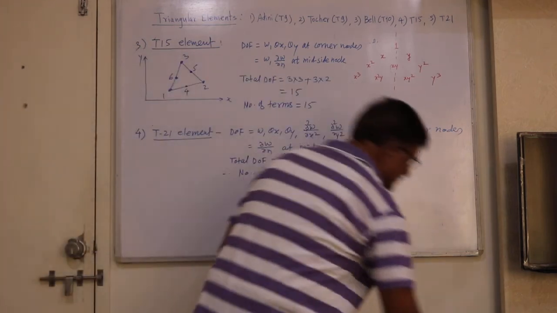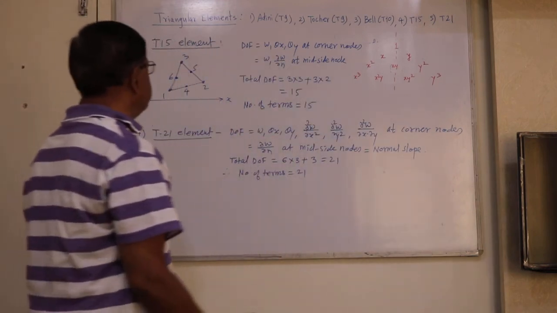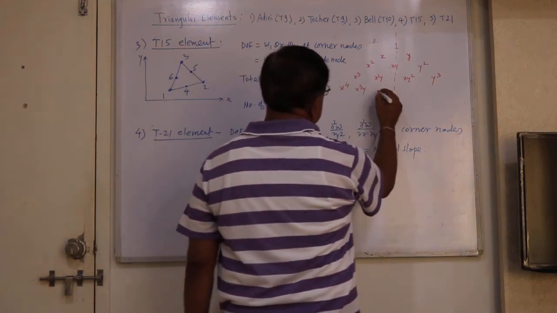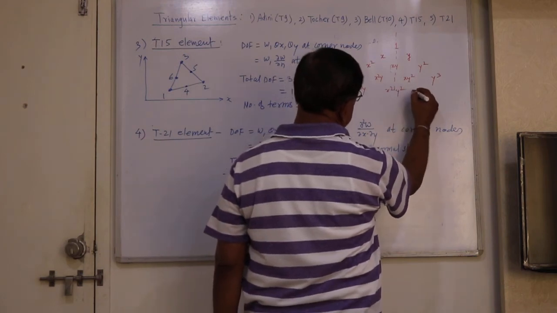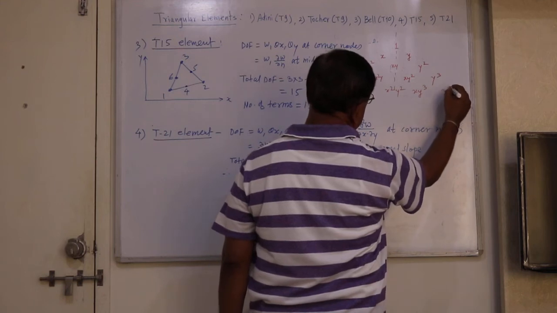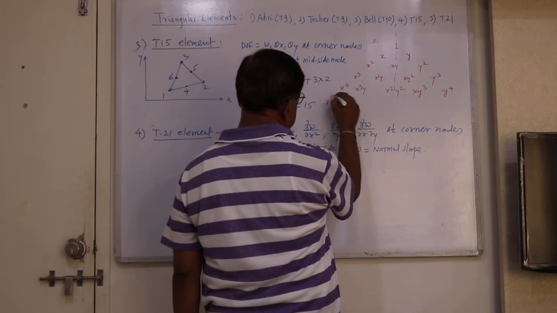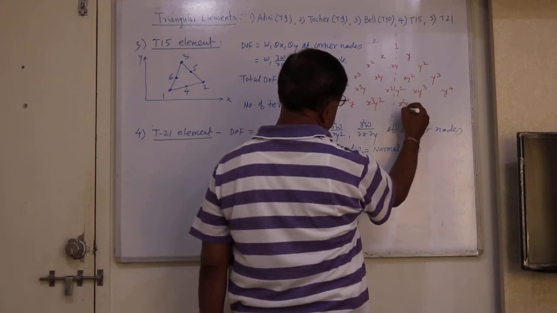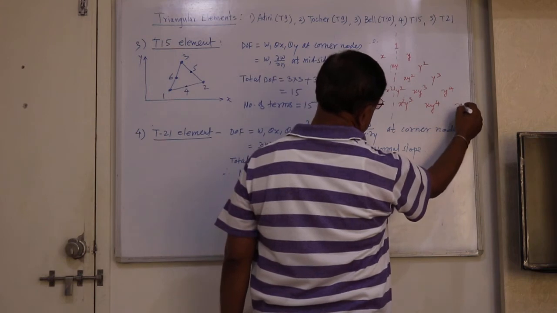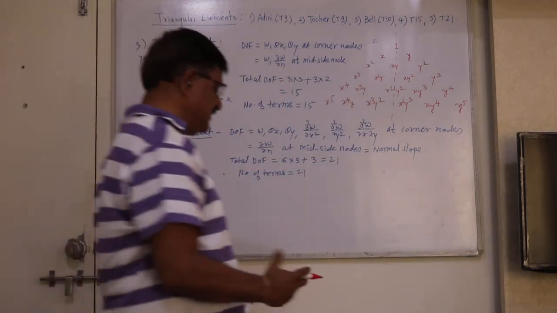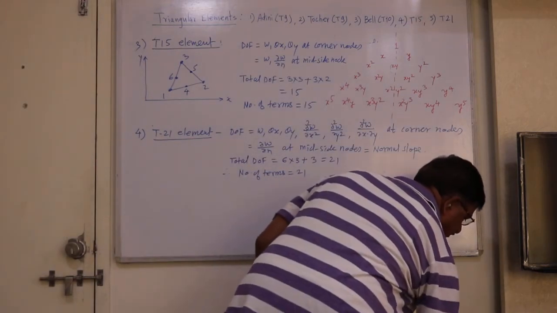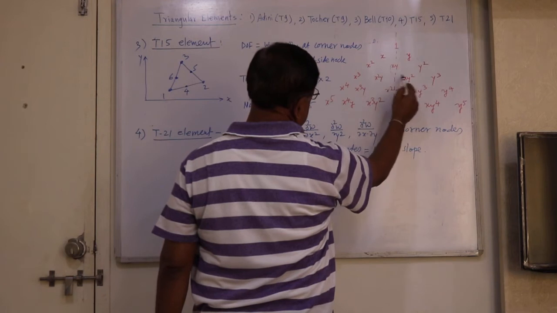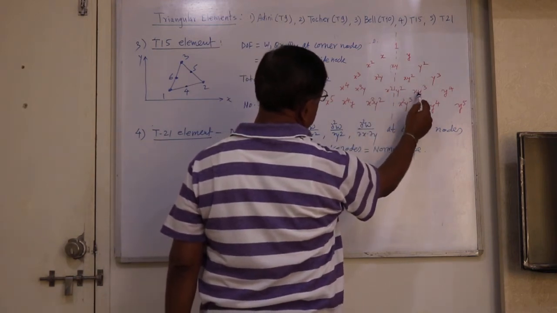So now look at this Pascal's triangle. Say now the further we can write down x fourth, x cubed y, then x square y square, x y cubed and y fourth. Similarly say x fifth, x fourth y, x cubed y square, then x square y cubed, x y fourth and y fifth. So fifth order polynomial. So now for T15, say this is 1, 2, 3, 4, 5, 6, 7, 8, 9, 10, 11, 12, 13, 14, 15.